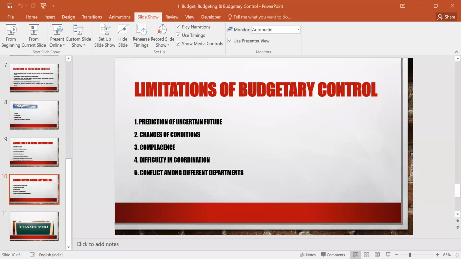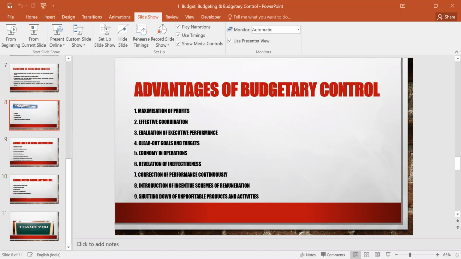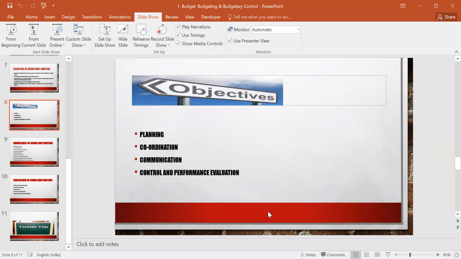Changes of conditions: because we live in a dynamic environment, whenever a change takes place, our budget, which was prepared in the past, has to be adapted to the changes. Sometimes it is not possible, so conditions will change. That is one limitation. Another is difficulty in coordination and conflict among different departments. All these things add up to the limitations of budgetary control. So this is all about the introduction part. Thank you.